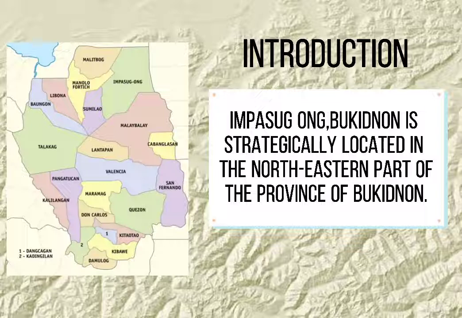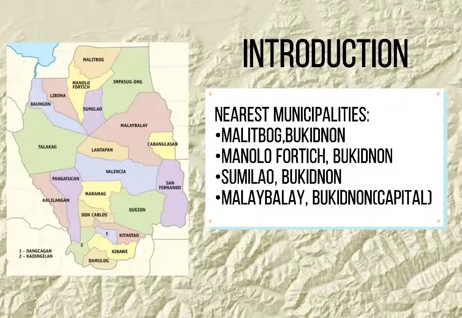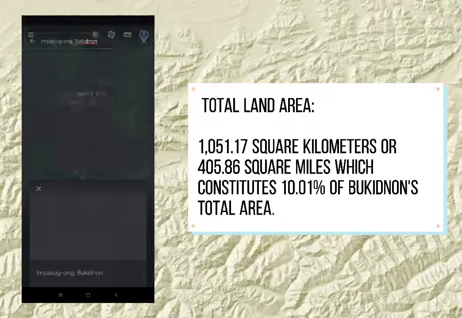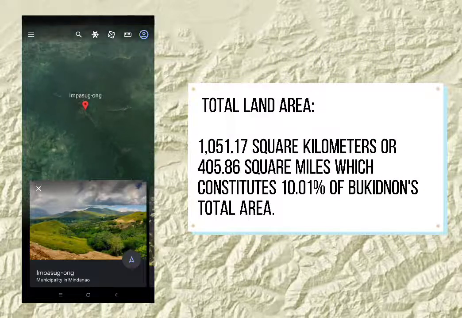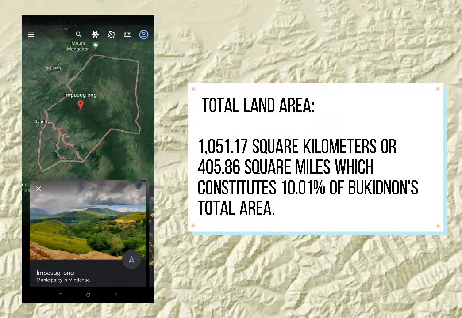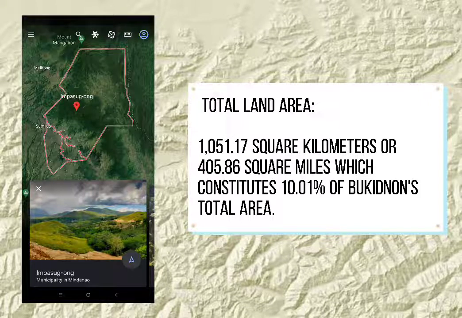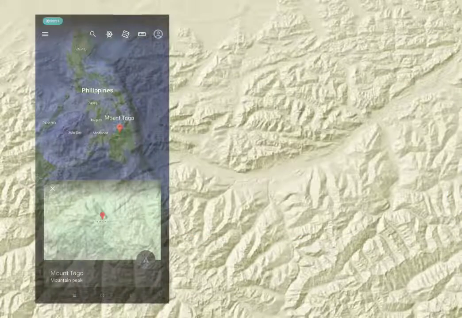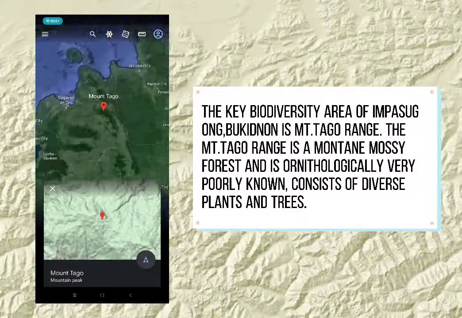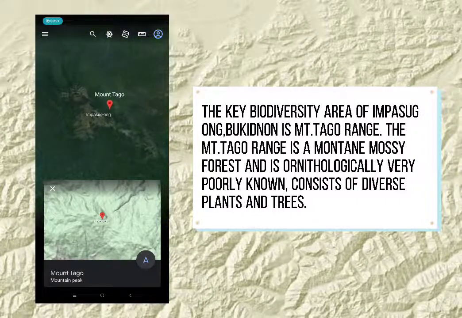Impasug-ong, Bukidnon is a landlocked municipality located in the northeastern part of the province. The nearest municipalities of Impasug-ong are Malitbog, Manolo Fortich, Sumilao, and Malaybalay, Bukidnon. It has a total land area of 1,051.17 square kilometers or 405.86 square miles, which constitutes 10.01% of Bukidnon's total area. The key biodiversity area of Impasug-ong, Bukidnon is the Mt. Tago Range.